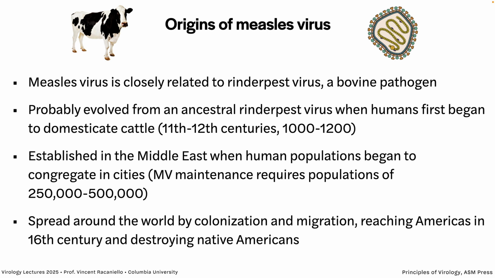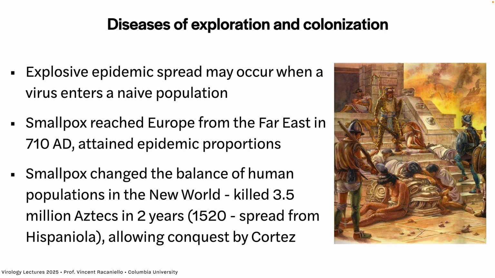It may have gone into people before the population got big, but it never went anywhere. But finally, when the population got large enough, it took off, spread everywhere, reached America by colonization and migration. Same for smallpox. This is an example of when a virus that's in a stable host-virus relationship gets introduced into a member of the same species that's not immune. So these are diseases of exploration and colonization. When a virus is introduced into an immune naive population, you have epidemic spread.